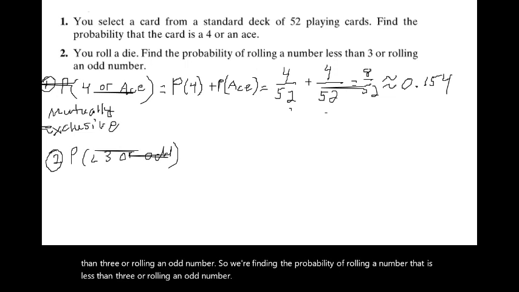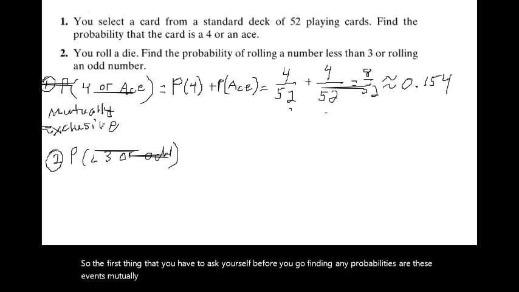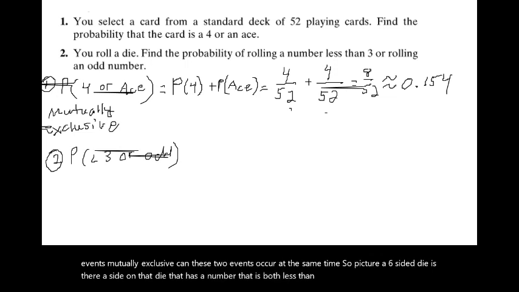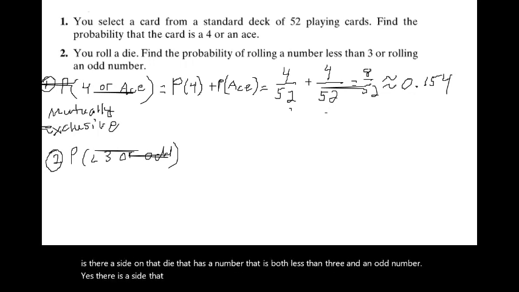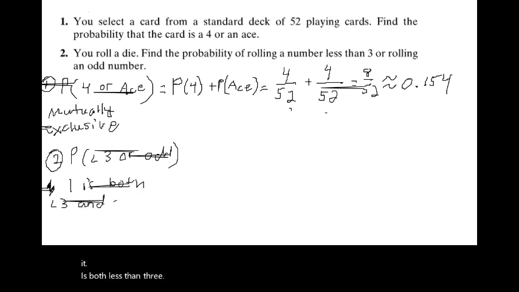So the first thing that you have to ask yourself before you go finding any probabilities is, are these events mutually exclusive? Can these two events occur at the same time? Picture a 6-sided die. Is there a side on that die that has a number that is both less than 3 and an odd number? Yes, there is a side that is both less than 3 and odd. The side that has the 1 on it is both less than 3 and odd. So because 1 is both less than 3 and odd, these two events are not mutually exclusive.